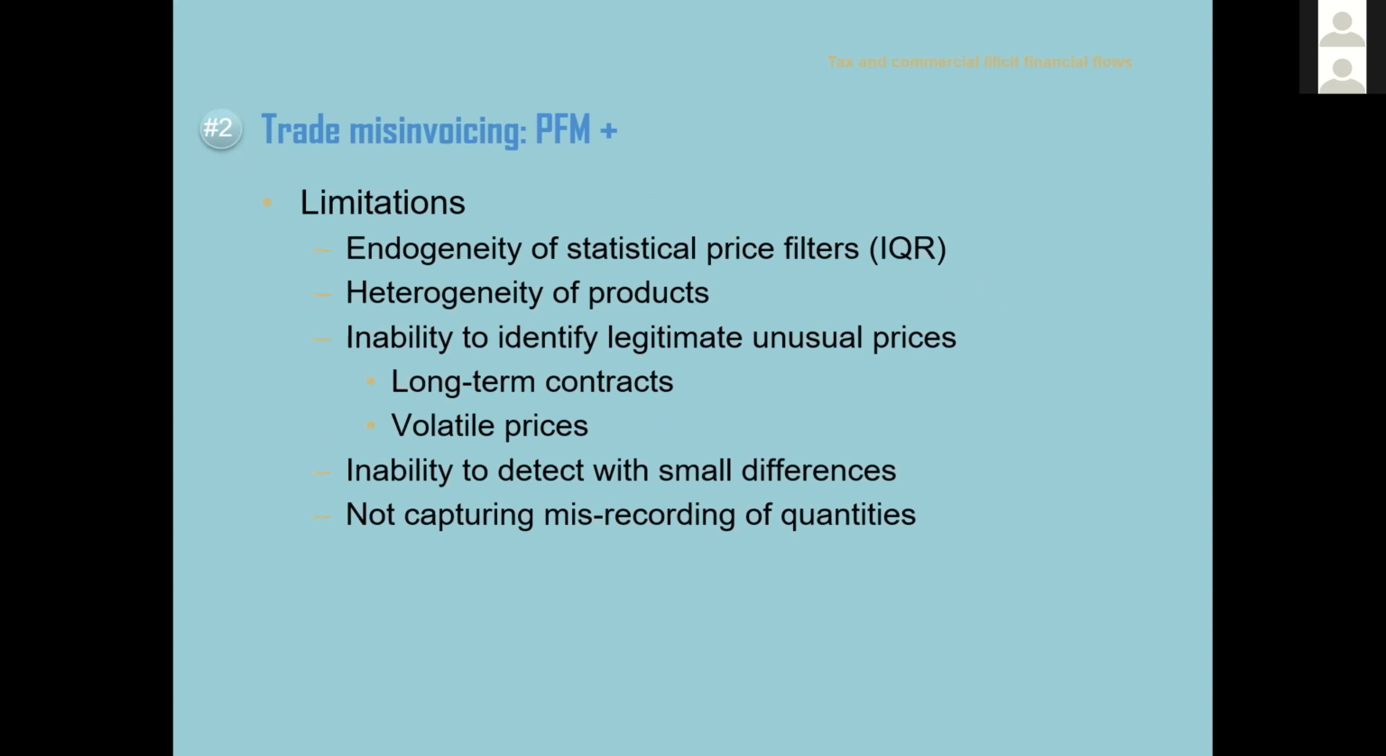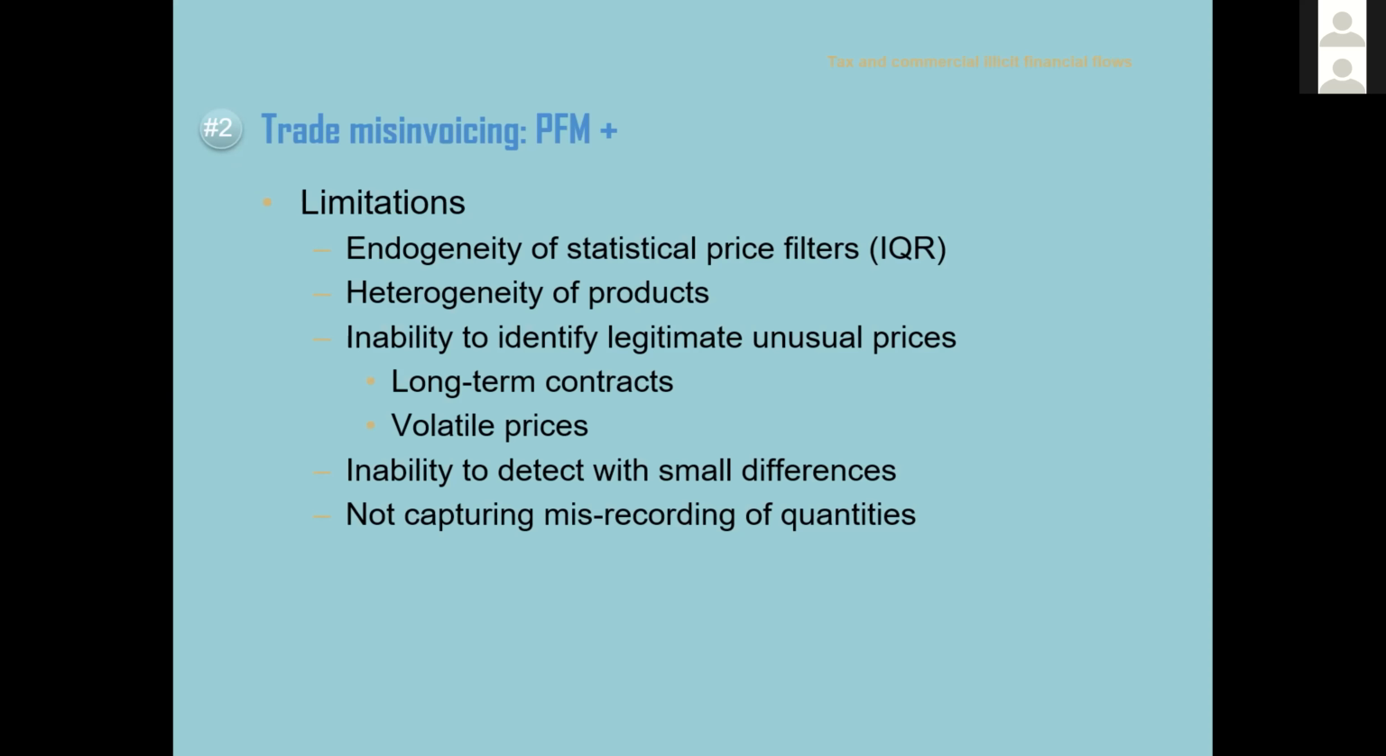Now, of course, there are limitations to this method. The first one and the major drawback of the price filter method is the so-called endogeneity of statistical price filters. So what is actually going on behind this? Every time we use statistical price filters, we will find transactions with abnormal prices. Statistical price filters essentially use the available transactions that we have. So we are looking at the observed data of transaction prices, and we define a price filter in a statistical manner, meaning that we are looking, for instance, at an interquartile range, which is the usual practice to be applied here.